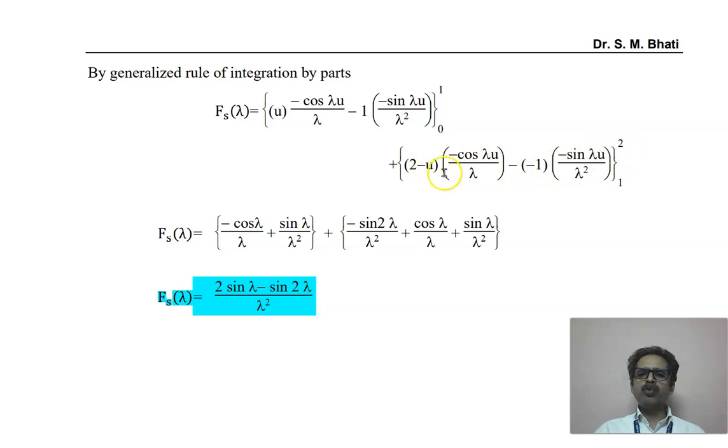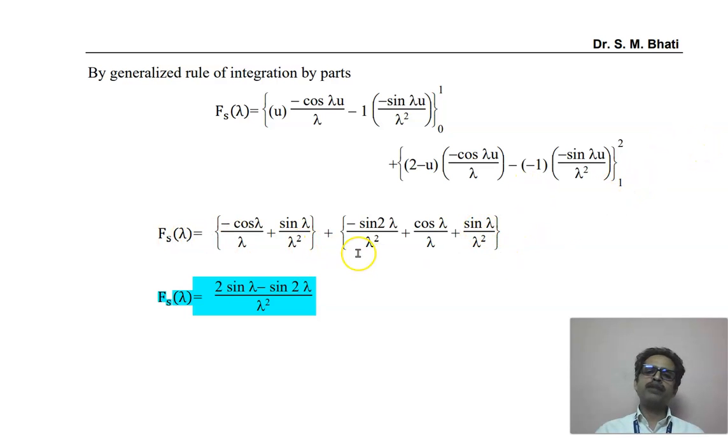When you put u is 2, this term becomes 0, and this term, minus minus minus 3 times, so it has minus sine lambda u is 2. So sine minus sine 2 lambda upon lambda square. Then you have to put u is 1. So when you put u is 1, what will happen? 2 minus 1, that is 1. Minus minus became plus. So cos lambda upon lambda. The minus minus minus, 3 times minus, another minus. So plus sine lambda upon lambda square.